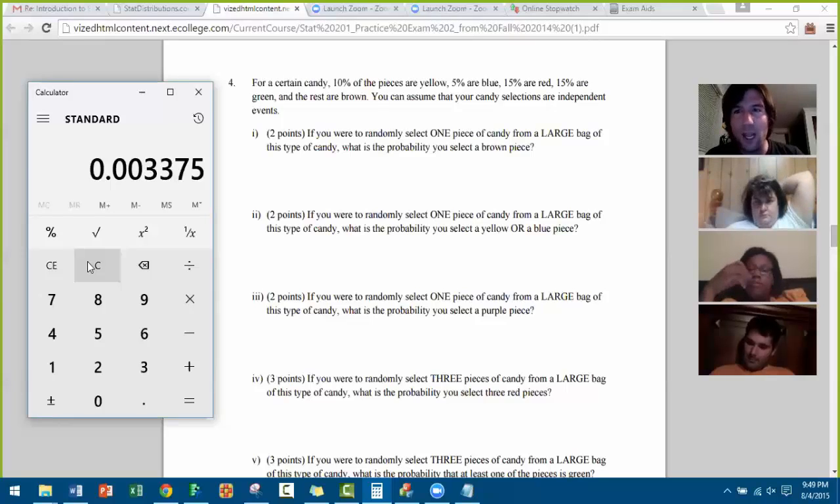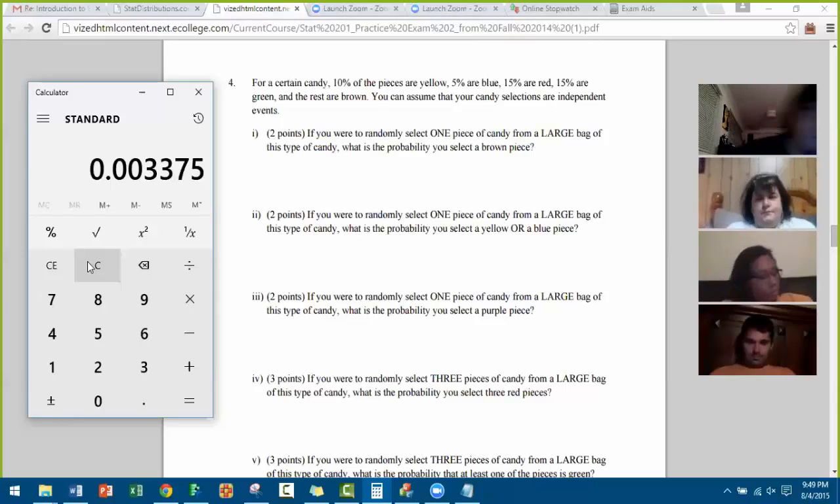So when we say the word and, we multiply out. You say probability of this times probability of this times probability of this. It's and. So multiplication is the and word.